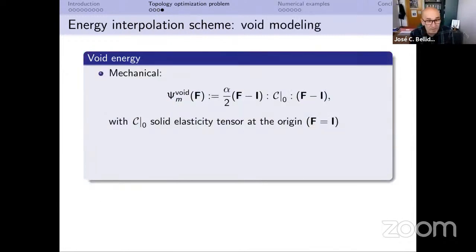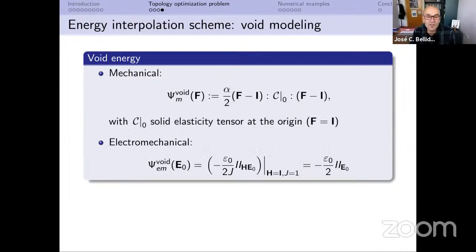So it's worthy to mention the modeling of void. So we model void as a quadratic linear functional in the mechanical contribution. So typically this C0 is the elasticity tensor corresponding to the nonlinear mechanical model at the origin, so for deformation gradient equal to identity. And for the electromechanical part, in the dielectric case, we consider the electromechanical contribution evaluated again at the origin, because we have checked that this is more convenient for avoiding instability due to low and intermediate density values.